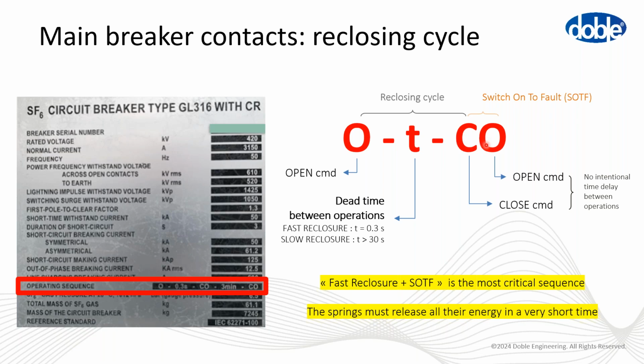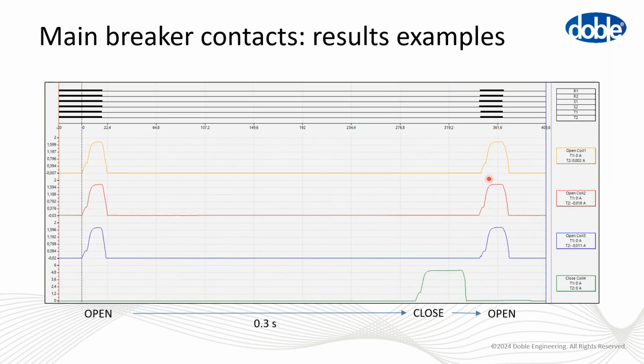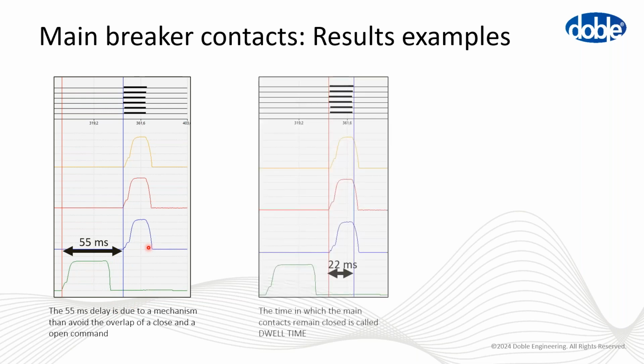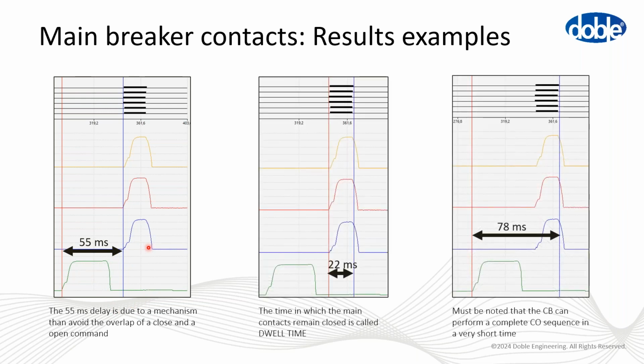These two commands are given at the same time, basically, so they can be overlapped. We can see here the operation: open 0.3 seconds, close and open again. So we expect this type of results. As we saw before, both the close and open commands are given overlapped, but there is a mechanism on the circuit breaker that puts a delay in the open operation. Okay, we can see here the results.